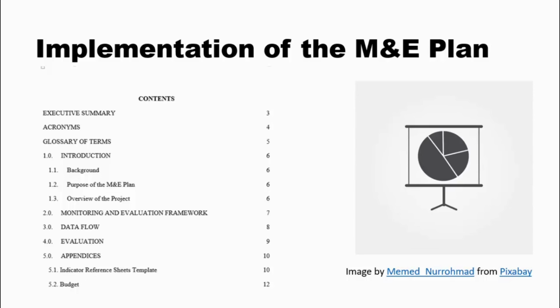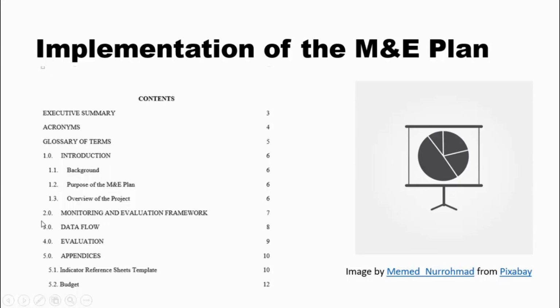But in the M&E plan, as you can see, there's the contents, which gives you all the components of the plan that you'd want to implement. So you give a bit of background, and you give the purpose, the overview of the project, and the M&E framework, data flow, evaluation, and so on and so forth.